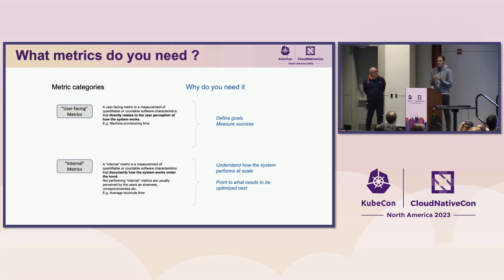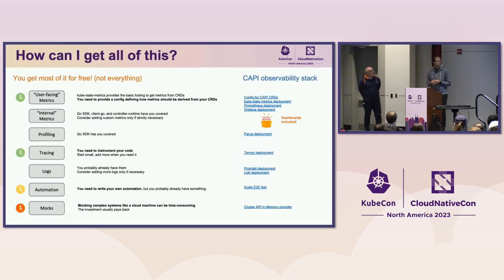So basically, we use them to understand a little bit better how our system works and try to pinpoint what you have to optimize. Okay, so how can you get all of this? The good news is, users, you get almost all of it for free, because at least with Cluster API, we already did a lot of that work, we have a lot of stuff just upstream in a repository and you can mostly use it.